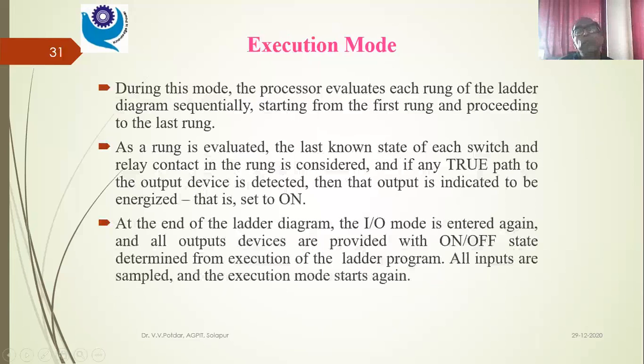Then the execution mode. During this mode, the processor evaluates each rung of the ladder diagram sequentially, starting from the first rung and proceeding to the last rung. As the rung is evaluated, the last known state of each switch and relay contact in the rung is considered. And if any true path to the output device is detected, then that output is indicated to be energized, that is, set to on. At the end of the ladder diagram, the input-output mode is entered again, and all the output devices are provided with the on-off state determined from execution of the ladder diagram. All inputs are sampled, and the execution mode starts again.